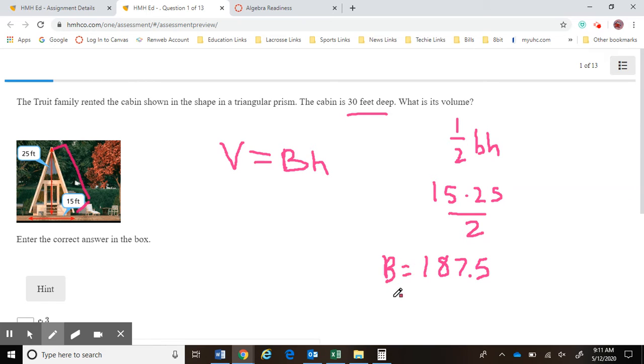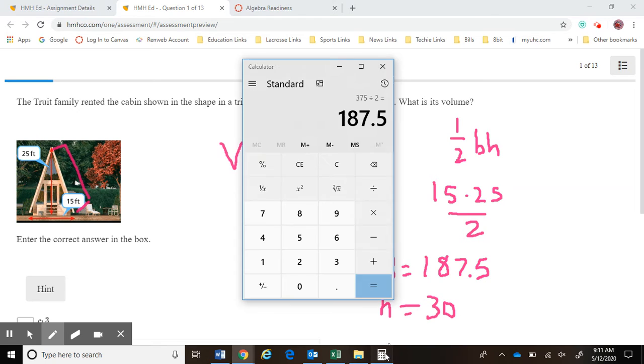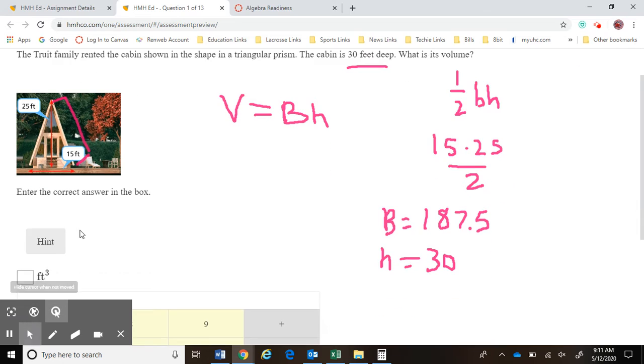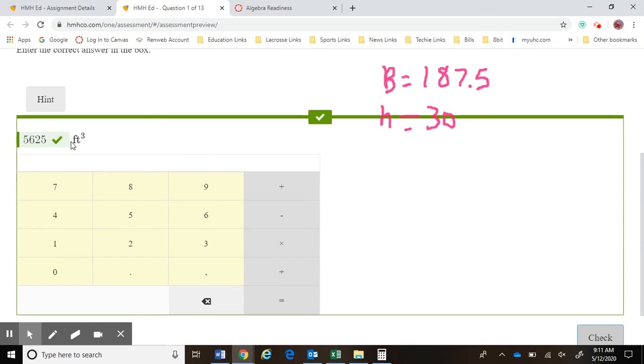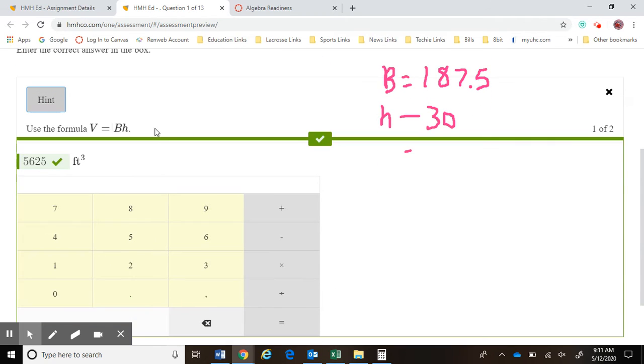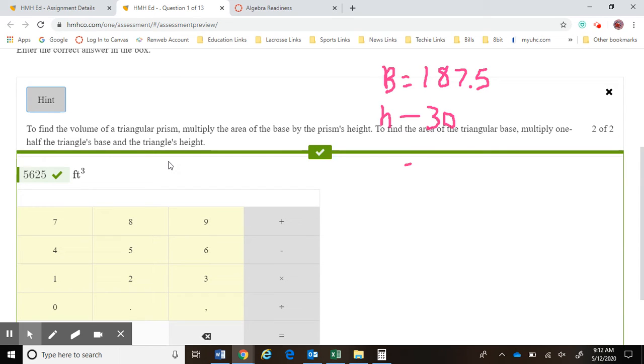And I just need to multiply that times the height in this case, which is 30. That gives me my volume, which is 5,625 cubic feet. So we're going to put that in the box here. Check it. We should get the green check. Of course, you can look through the hint. It's going to tell you to use the same things I told you to use.